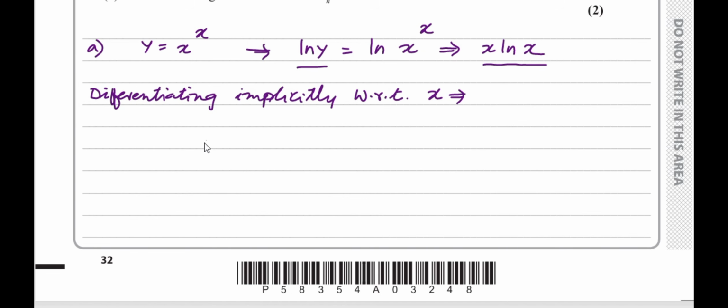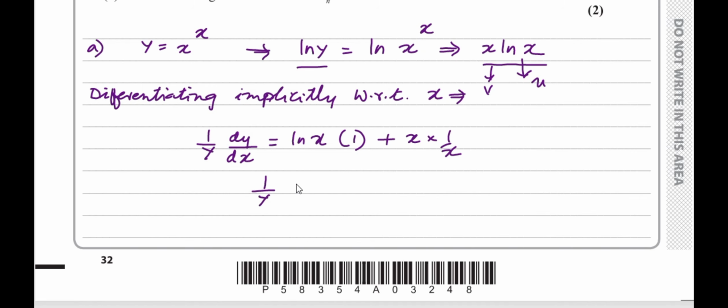So ln y, when you differentiate, we get 1 over y, but we also should follow up with dy by dx. That equals x ln x, which is to be differentiated using the product rule. So u v dash. Are we going to take x as u or ln x as u? We could take ln x as u and this as v. So u v dash would mean ln x times 1 plus v u dash will be x times 1 over x. Therefore, 1 over y dy by dx equals ln x plus 1.